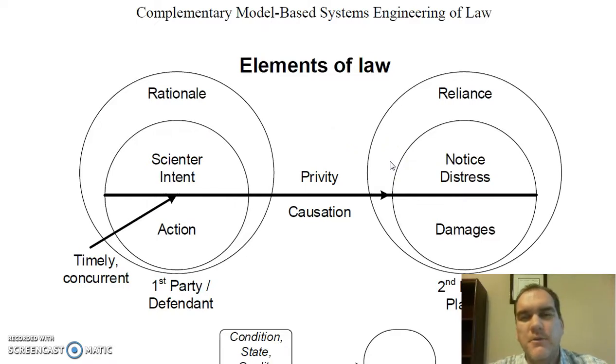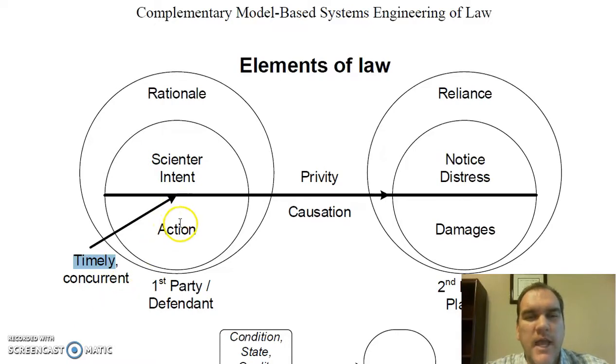So what the diagram shows us is that in general we have a first party or a defendant having performed an action with a certain intent or scienter, and the proximity of those two show a concurrence of the two, or a juxtaposition, togetherness of those two elements, the action and the intent. Those oftentimes have to be timely concurrent in the law, that is, present at the same time.